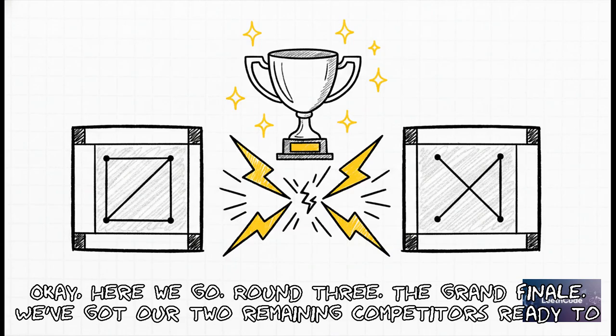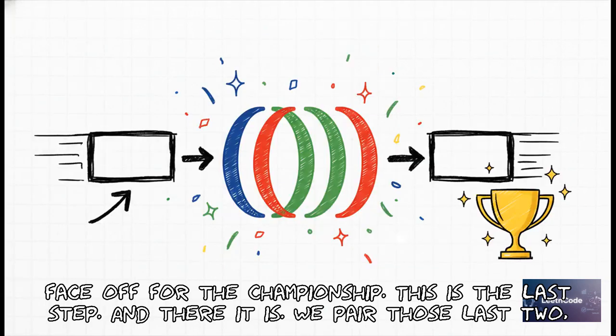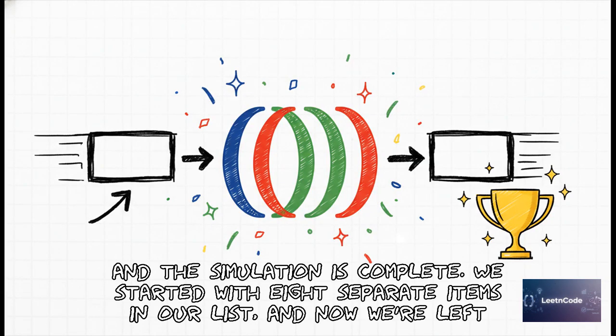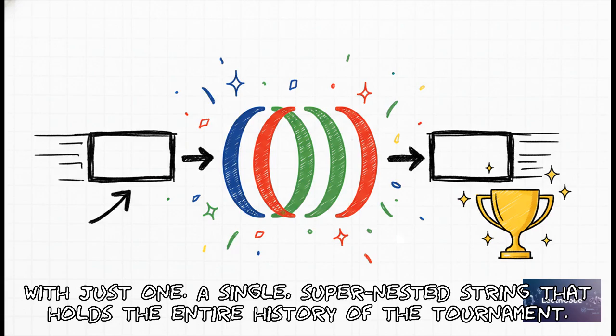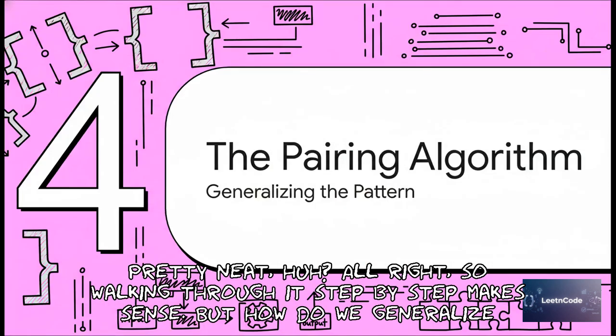Okay, here we go. Round 3. The grand finale. We've got our 2 remaining competitors ready to face off for the championship. This is the last step. And there it is. We pair those last 2, and the simulation is complete. We started with 8 separate items in our list, and now we're left with just 1, a single super nested string that holds the entire history of the tournament. Pretty neat, huh?